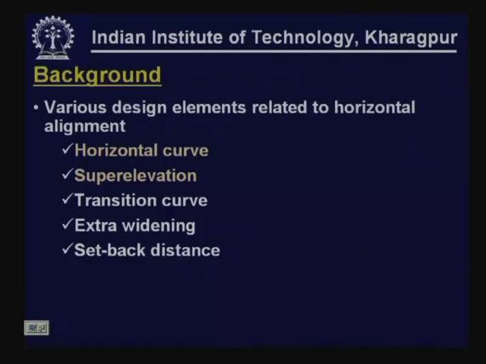Horizontal alignment, part 2. In the last lesson, we discussed various design elements related to horizontal alignment. A road can never be straight. In fact, a straight road is not desirable also from a safety point of view.